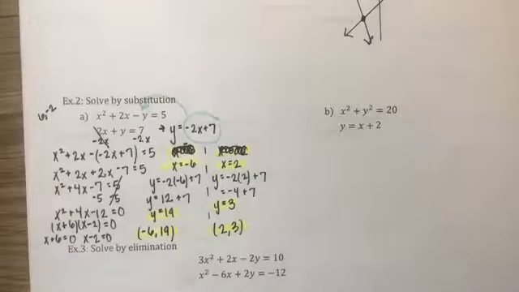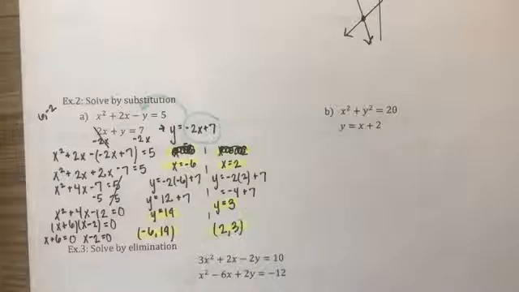So you have to find the whole point for each possible x value, basically. Whatever x values you find, sometimes it could be 1, sometimes it could be 2, just depending on how the equation is set up. I guess sometimes it could be none also. So for b, it's x squared plus y squared equals 20, and then y equals x plus 2. So same thing, we're solving by substitution.